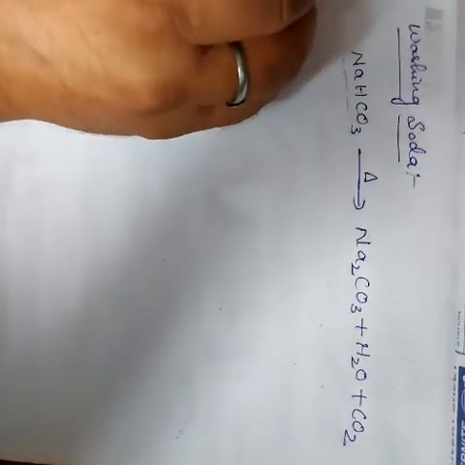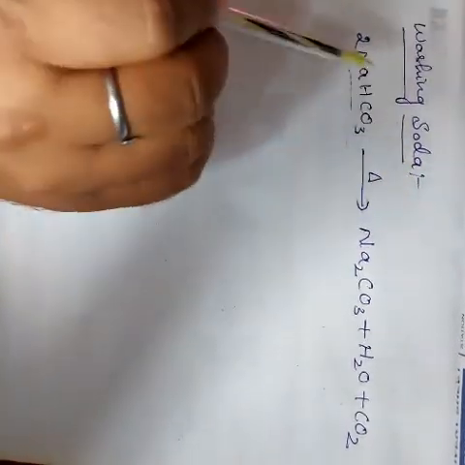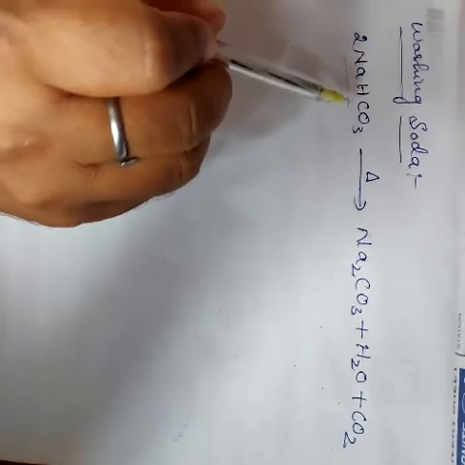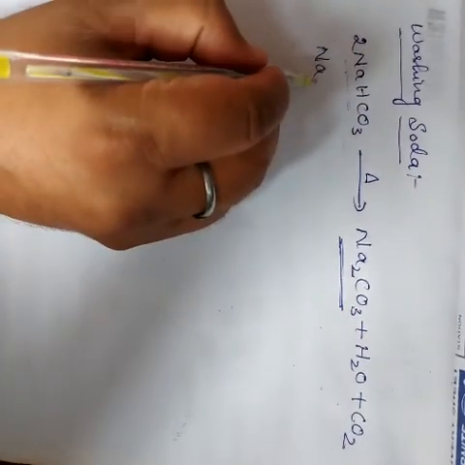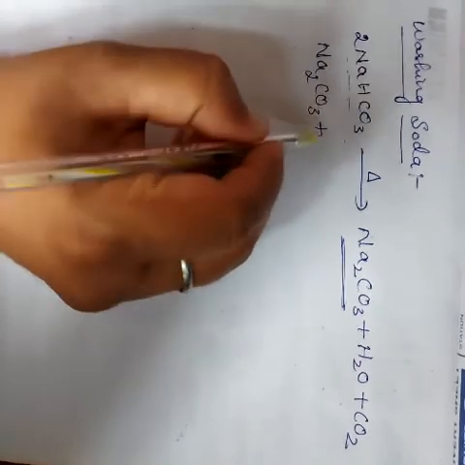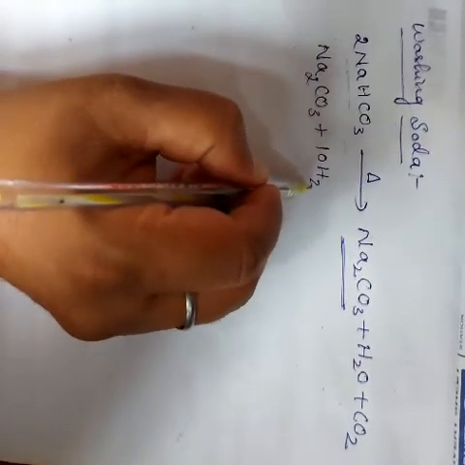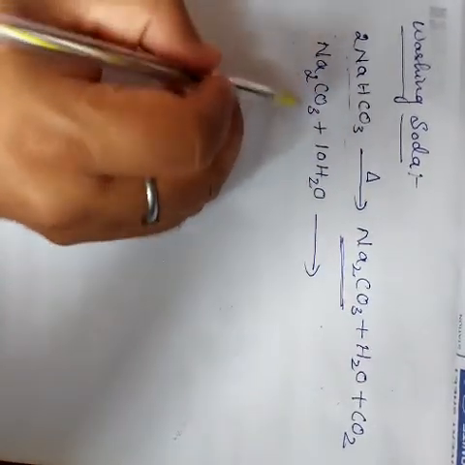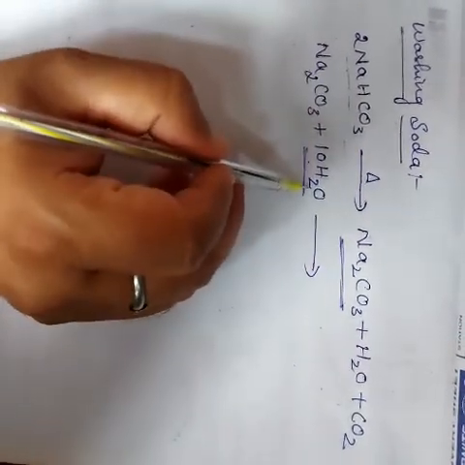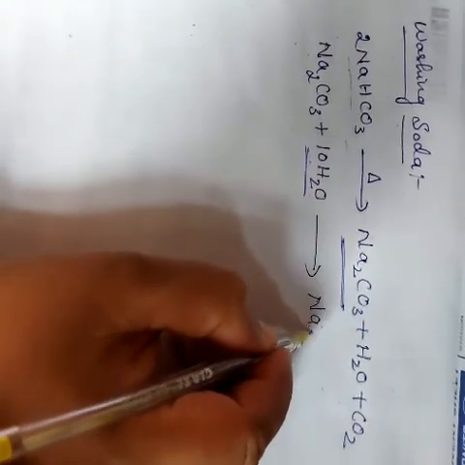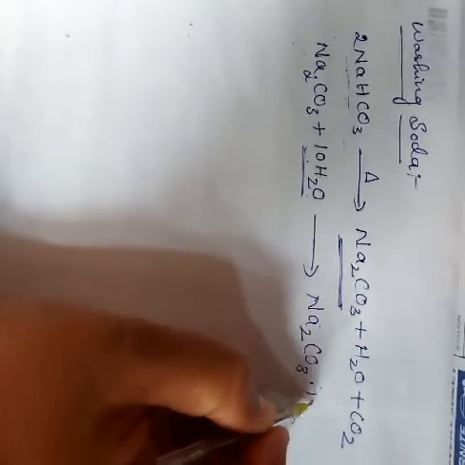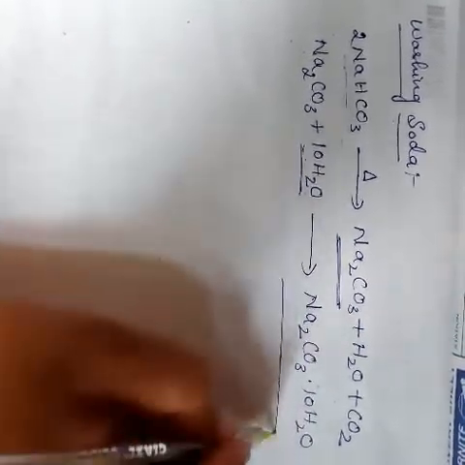If you balance it, a 2 comes here. Okay, first equation you write down. How is washing soda formed? With the help of sodium hydrogen carbonate heating, we get washing soda. So Na2CO3, this product is sodium carbonate, and 10 molecules of water are added to this sodium carbonate. Remember that 10 molecules of water are added to sodium carbonate, formed as sodium carbonate dot 10H2O. So this is the salt.